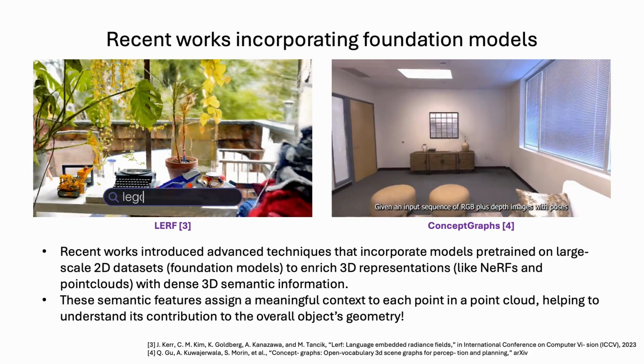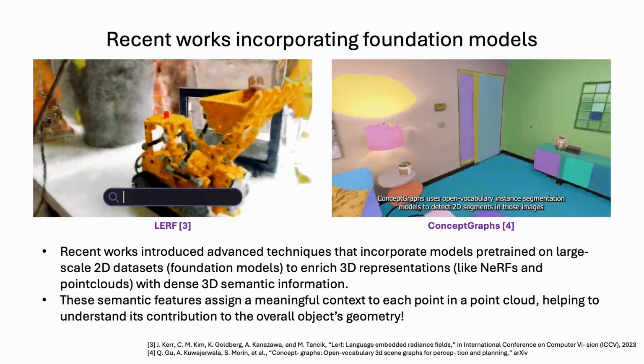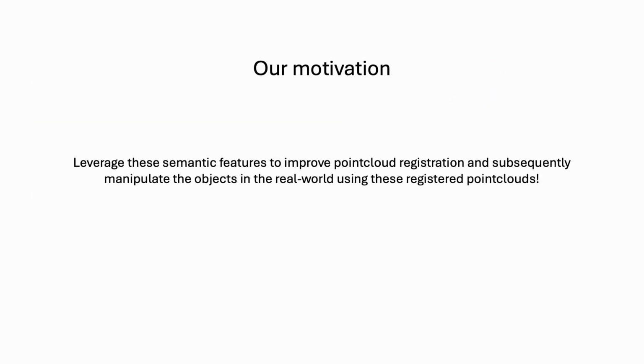Recent works incorporate models trained on a large-scale 2D dataset to enrich 3D representations by adding semantics captured from 2D to the 3D space. In this work, we aim to leverage such semantic cues from the foundation models to improve point cloud registration and using these registered point clouds for real-world robotic manipulation.